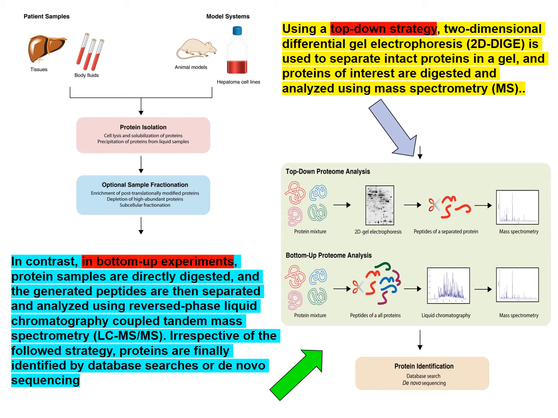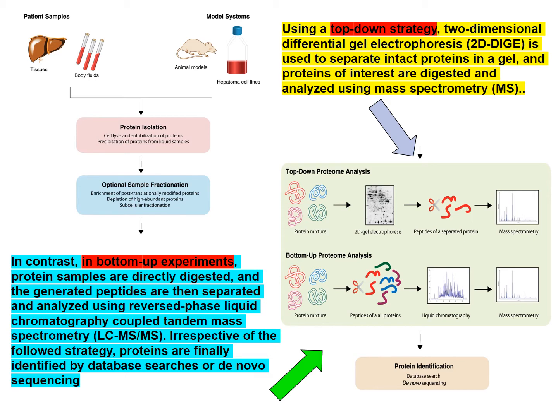And so in the bottom-up experiments, the protein samples are digested and separated using multidimensional electrospray or something called tandem mass spec, and proteins are identified. So this is kind of a bottom-up approach. And then a top-down strategy is where one uses two-dimensional gel differential electrophoresis to separate proteins and digest them here. So this is top-down. You have the protein mixture. You do your 2D gel. You make your peptides, and you get the mass spec.